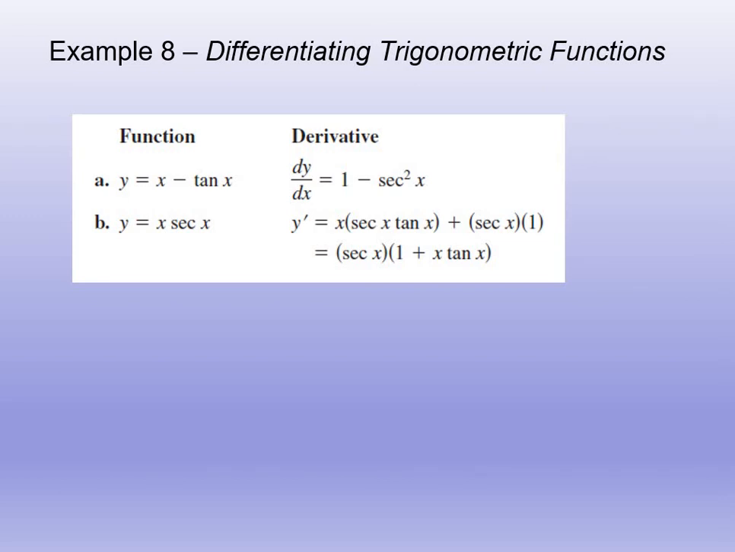Now, if we look at example B, we have x secant x. That's a product rule. Got to remember that: first times the derivative of the second plus second times the derivative of the first. So when we do this, it's x times the derivative of secant, which is secant x tangent x, plus secant x times the derivative of x, which is 1. The final solution would be secant x times 1 plus x tangent x, if we factor that out. So that's where all that comes from.